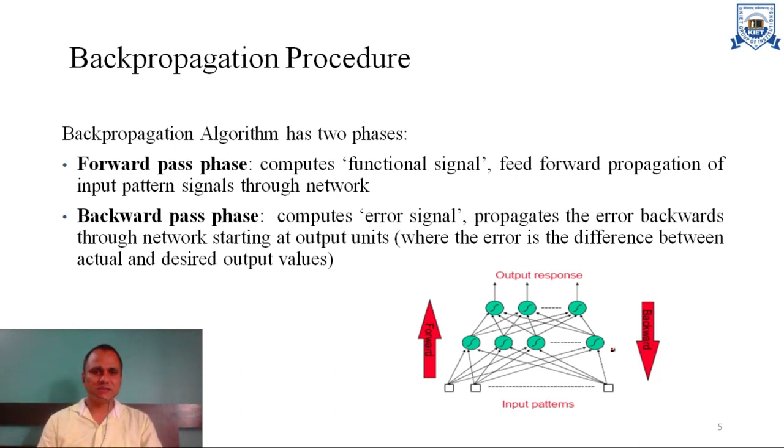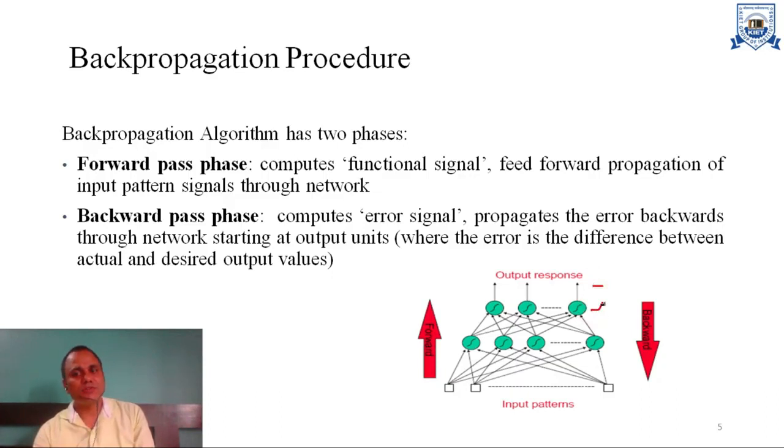So as the diagram says, we can divide the complete algorithm into two phases. In the first phase we have a forward pass phase, and in the second phase we have a backward pass phase. The forward pass phase computes the functional signals, like a feed forward propagation of the input pattern signals through a network, and the backward pass phase computes the error signals, and it propagates the error backwards through the network starting at output units. So obviously, the first existing layer from the output is the output layer.